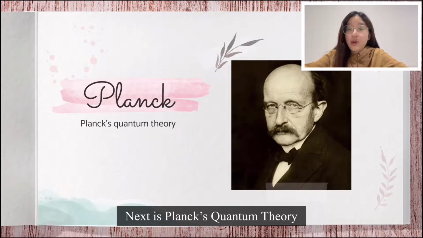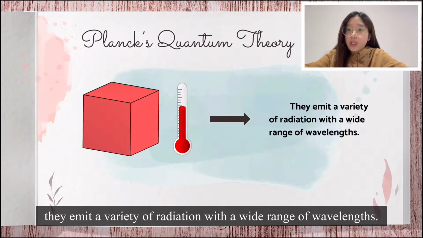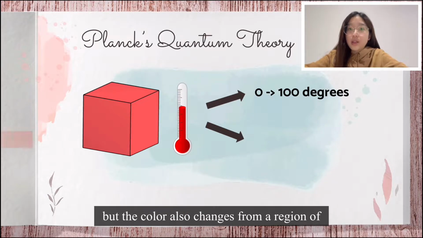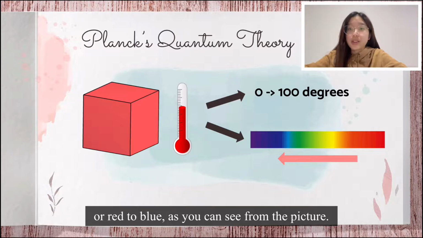And next is Planck quantum theory. So when solids are heated, they emit a variety of radiation with a wide range of wavelength. For instance, when the solid is heated, not only does the temperature increase, but the color also changes from the region of a lower frequency to the higher frequency, or red to blue, as you can see from the picture.